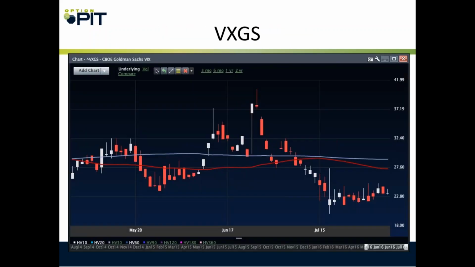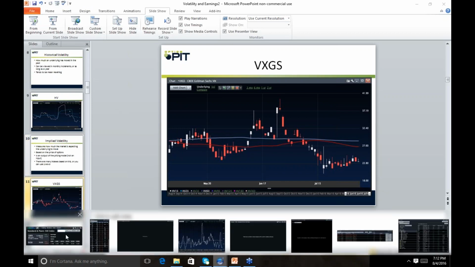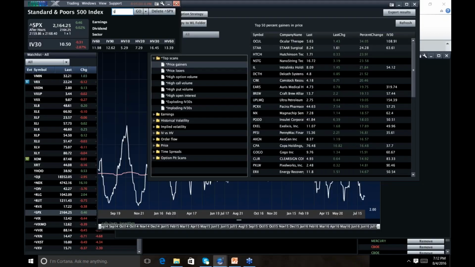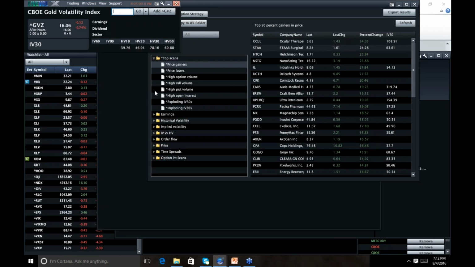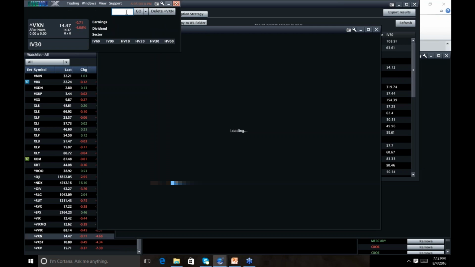So here is VXGS, and that is the VIX of Goldman Sachs. And yes, there is one. This is an index that is actually put out by the CBOE to track vol in Goldman Sachs. And there are all kinds of indexes like this that you can follow. If you don't have good vol analytics and you're a gold trader, here's GVZ. If you're a NASDAQ trader, here's VXN.